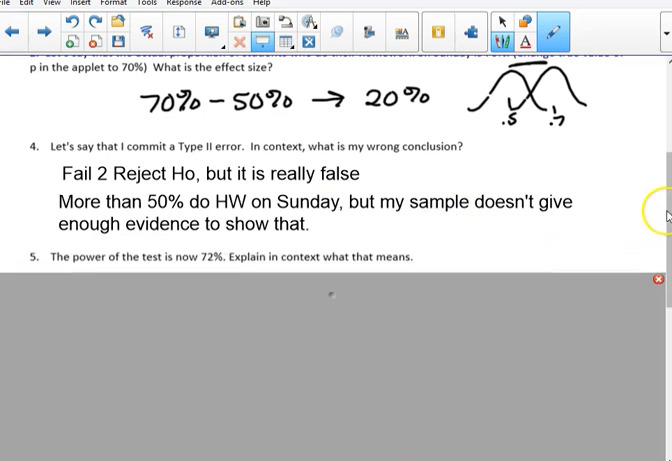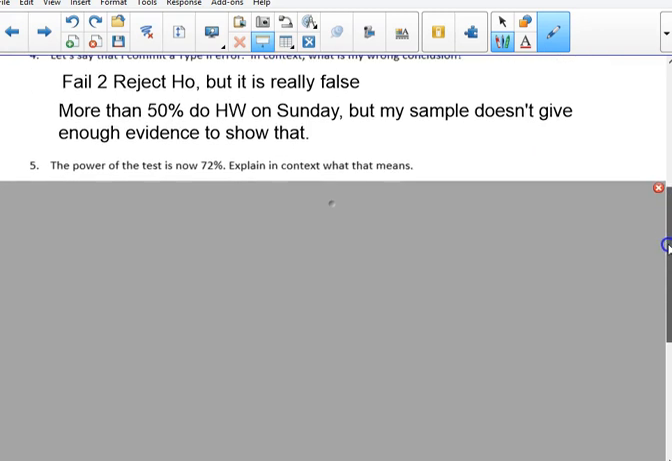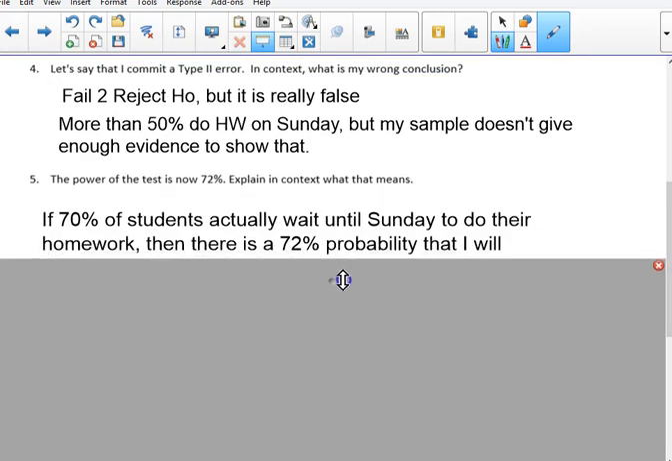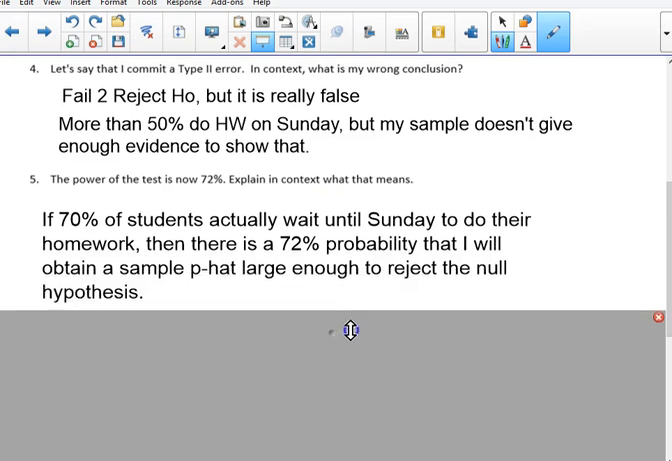The power of the test is now 72%. Explain in context what that means. If 70% of the students actually wait until Sunday to do their homework, then there's a 72% probability that I will obtain a sample p-hat large enough to reject the null hypothesis. Okay, that's what the 72% power is telling me.